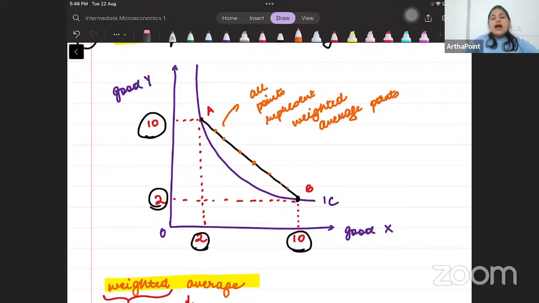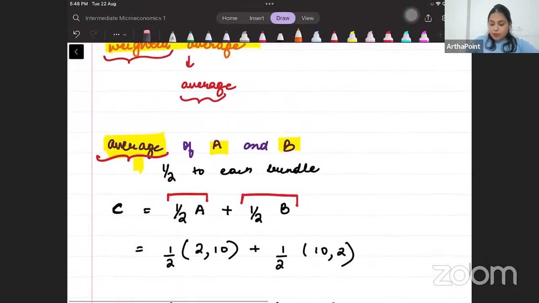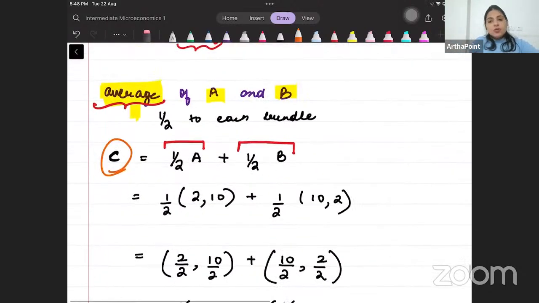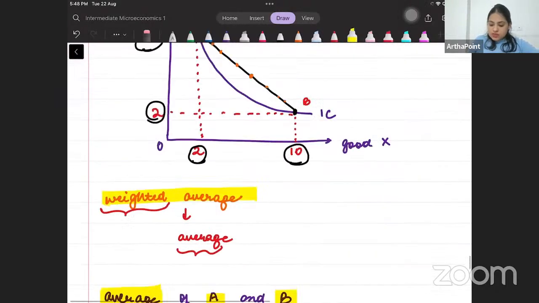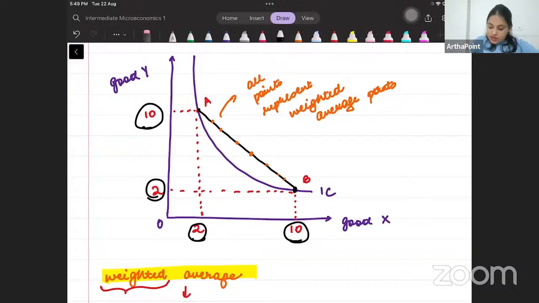समझे? ये सारे के सारे पॉइंट्स ही वेटेड एवरेज रिप्रेजेंट करते हैं। अब सपोज मैंने इसमें से एक पॉइंट ले लिया, सपोज आई टेक पॉइंट C, और ये पॉइंट C हो गया जहां पे मैंने A और B को इक्वल वेटेज दी थी। I had given equal weightages, मतलब ये वाला पॉइंट, bundle C. So beta, what is this bundle? This bundle is 6,6, na. So this bundle is here. Suppose I have 6 here and 6 here, and this is bundle C.